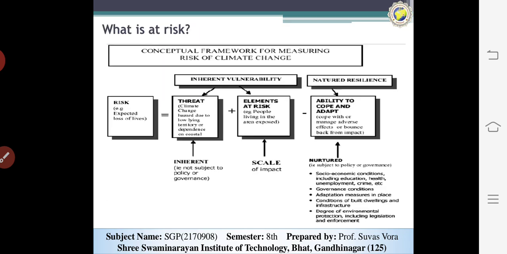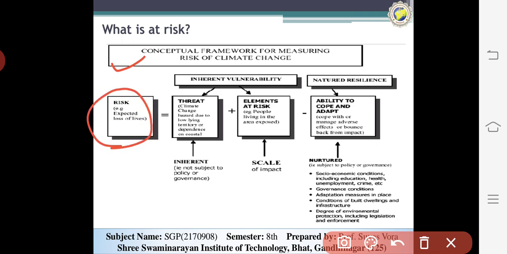Now we can learn the one word, risk. So what is risk in disasters? Here is the conceptual framework for measuring the risk of climate change. If I consider risk, an example of risk is expected losses of lives.